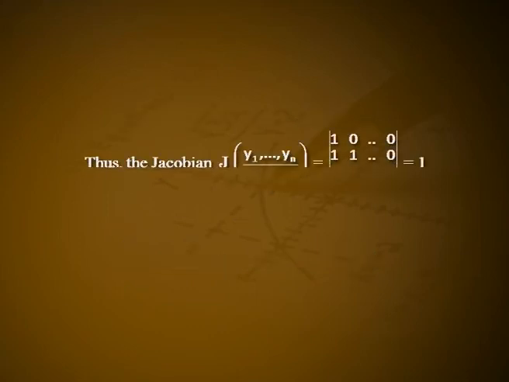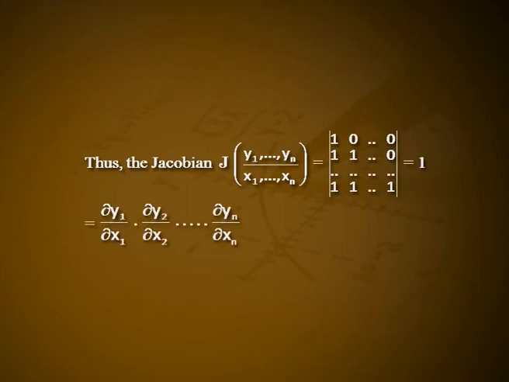Thus, the Jacobian J of y1, etc. yn over x1, etc. xn equals the determinant, first row 1, 0, etc. 0, second row 1, 1, etc. 0, etc. last row 1, 1, etc. 1, which is equal to 1, which is equal to ∂y1/∂x1 times ∂y2/∂x2 times etc. ∂yn/∂xn. Here the Jacobian is the determinant of a lower triangular matrix and the value reduces to the product of the diagonal elements. A generalization of this property can be stated as follows.